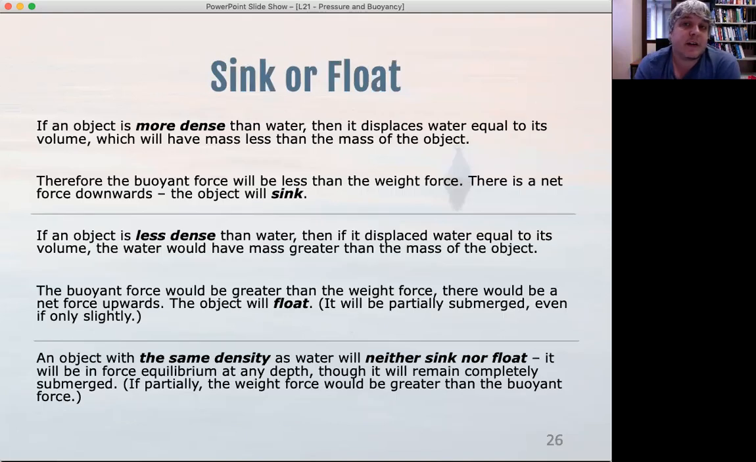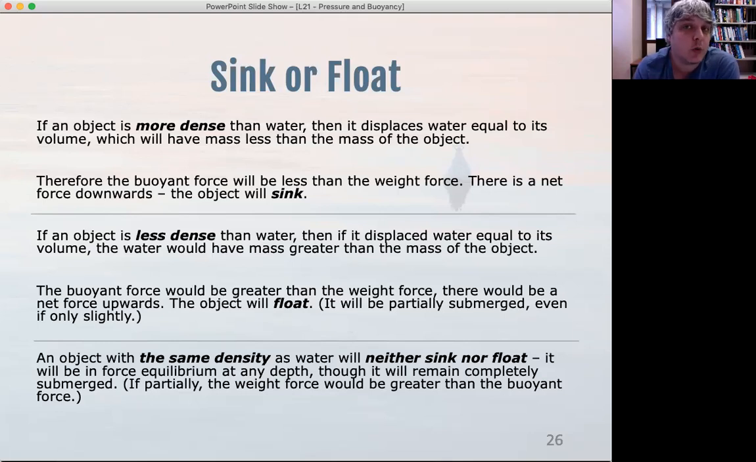So the idea of sinking or floating is simply the idea of whether or not this object has a weight force greater than the buoyancy force it can experience. Remember, the buoyancy force is determined by its volume. So if we've got weight force and volume, then we're talking about density, right? We're talking about mass and density and gravity.